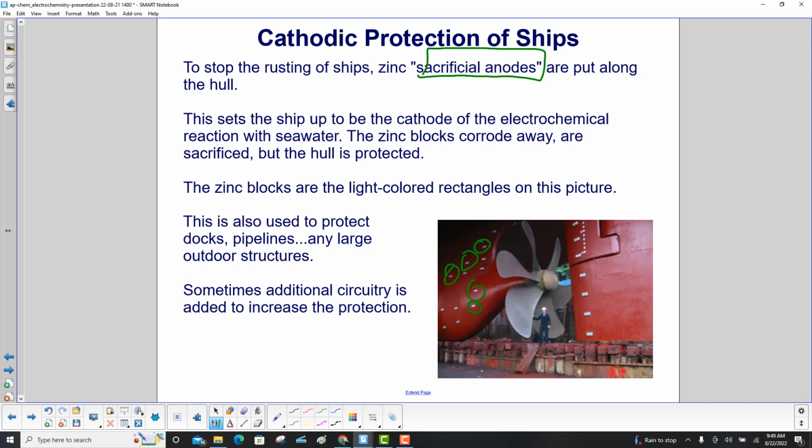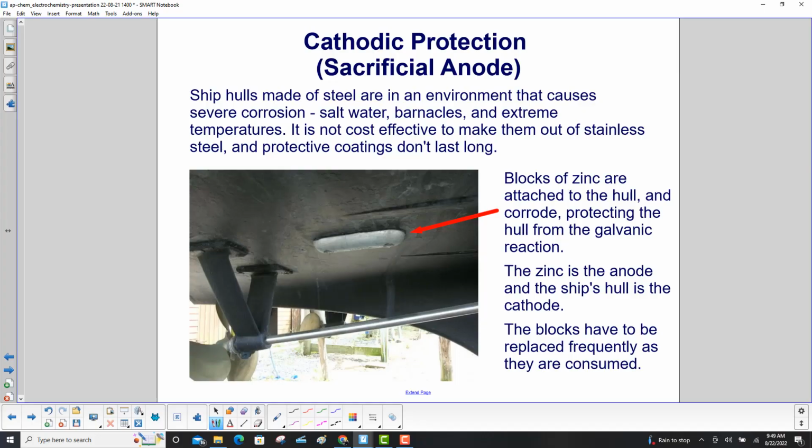It's also used to protect docks, pipelines, any large outdoor structures. Sometimes additional circuitry is added to increase the protection. Another picture of it. Here is a block of zinc.